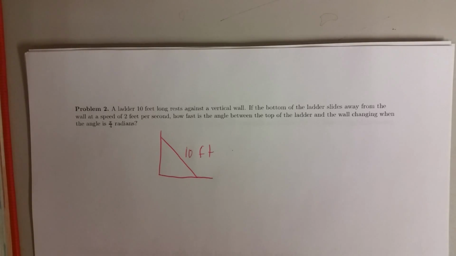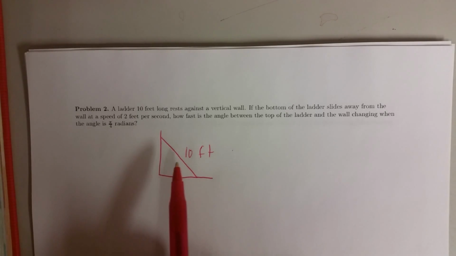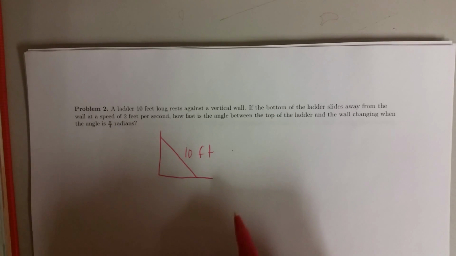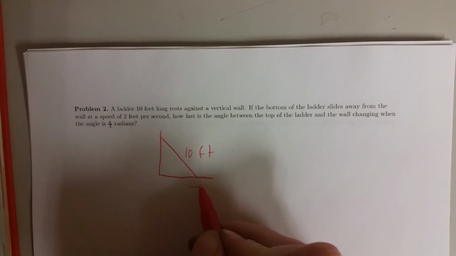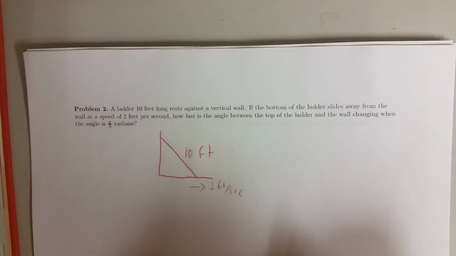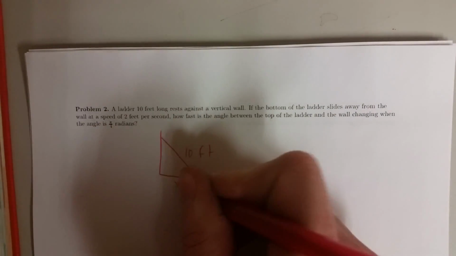Okay, so this is page 5, part 1. I have a ladder that's 10 feet long resting against a vertical wall. The bottom of the ladder slides away from the wall at 2 feet per second, so I'm going to write that in. Okay, this is 2 feet per second. I'm going to call that x.